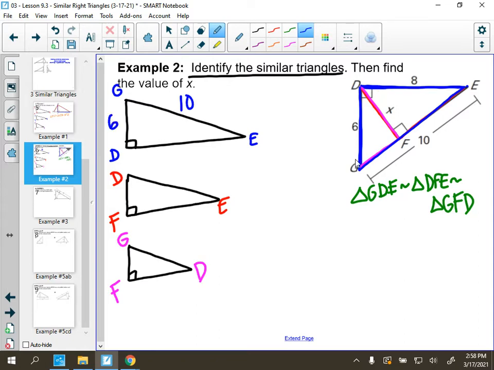And lastly, I've got the long leg. DE is 8, so I'm going to put 8 where it goes. I can use the vertices to guide me too. DE is 8, so DE better be 8.